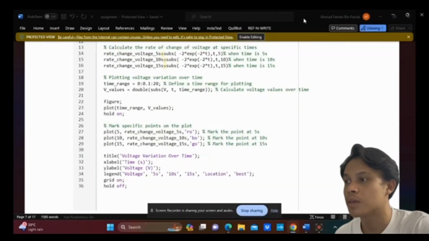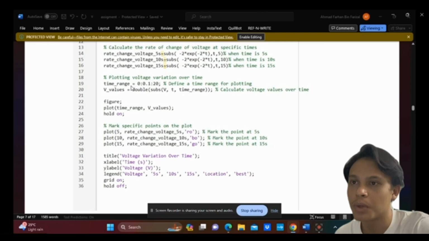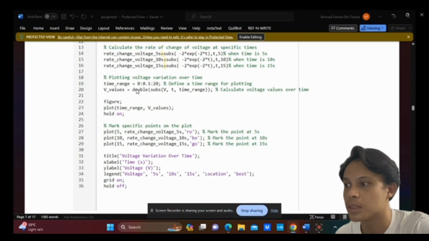Now we move to plotting the graph for question 1. We plot a graph of voltage against time. Next, for the x-axis, we use a scale increasing by 0.1 from 0 to 20. For the y-axis, we use double to make the numbers become decimal. So now we can plot a graph. We put hold on to hold the figure, and next we make specific points for 5, 10 and 15.